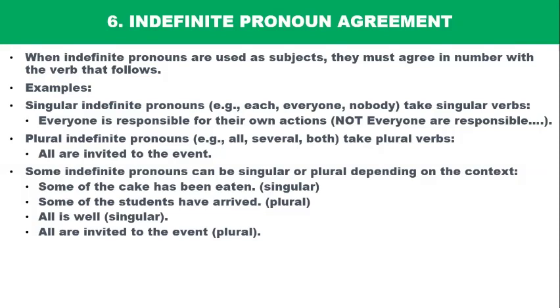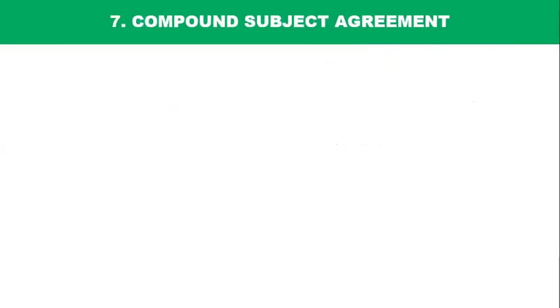Okay. There are other examples such as another has arrived. Any, for example, is any available to help me? Anyone can participate. Nobody knows tomorrow, and so on and so forth. Now, let's move on to compound subject agreements.